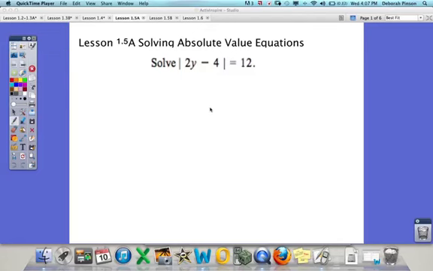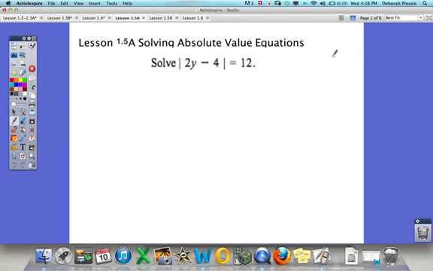This is section 1.5a. We'll be solving absolute value equations here. You should remember what absolute value is, but let me give you a quick refresher in case you don't. The absolute value of -3 is 3. It's the distance on your number line. The absolute value of 3 is also 3.